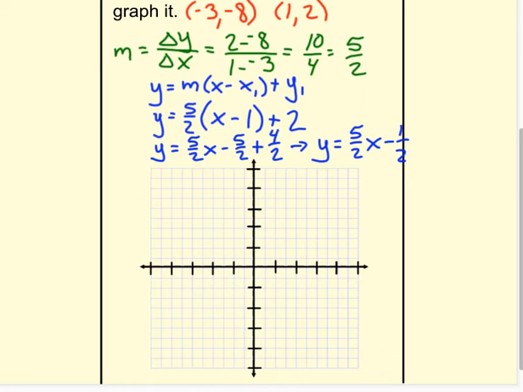And I have to use my graph as a 10 by 10 since one of my points is a -8. So 1, 2, and then -3, -8. And we can just make our line right through them.